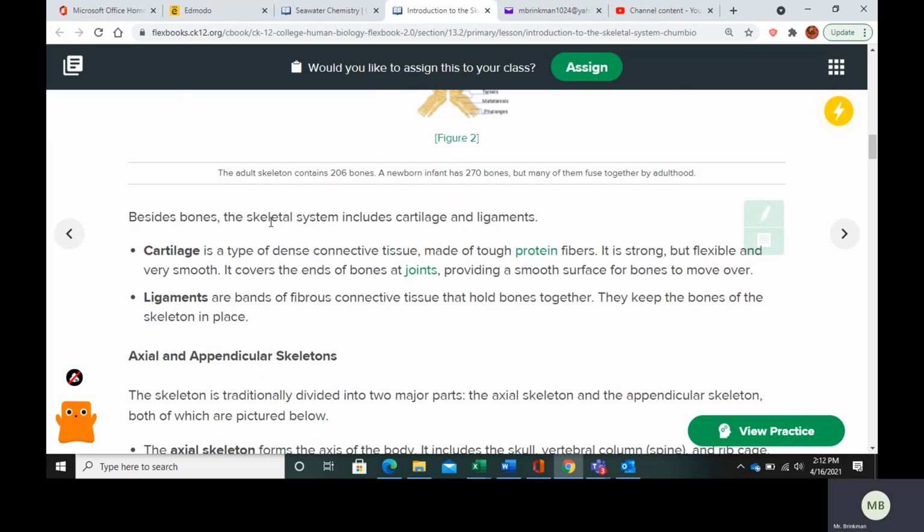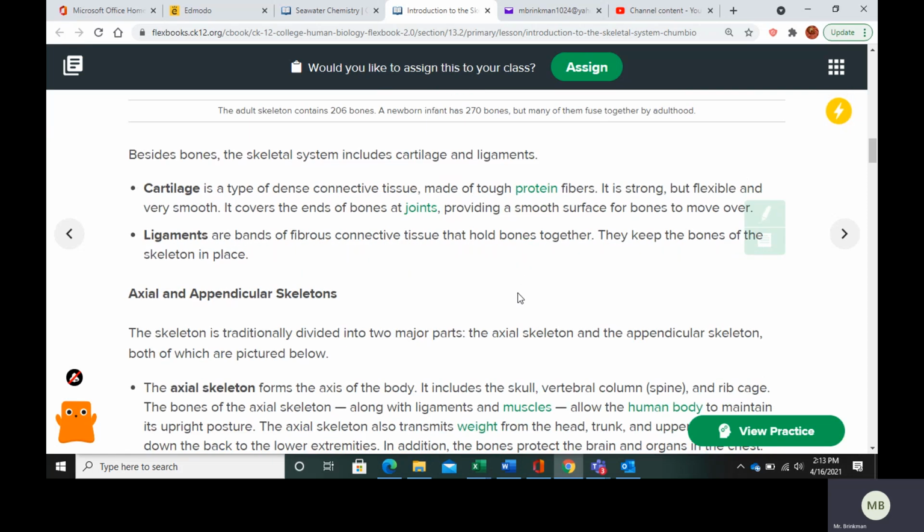Besides bones, the skeletal system contains cartilage and ligaments. Cartilage is a type of dense connective tissue that is made of tough protein fibers. So it's strong, flexible, and smooth. It covers the ends of the bones at the joints so that the bones aren't rubbing against each other. Ligaments are bands of fibrous connective tissue that hold the bones together. So they keep everything in place.